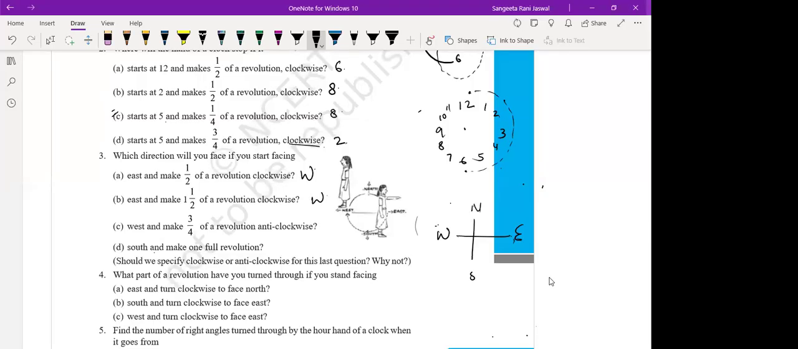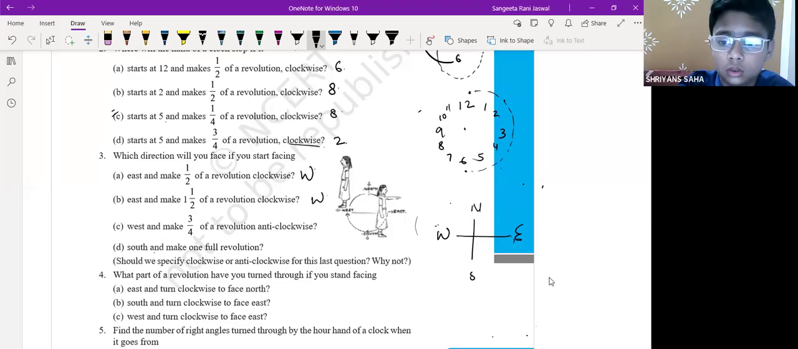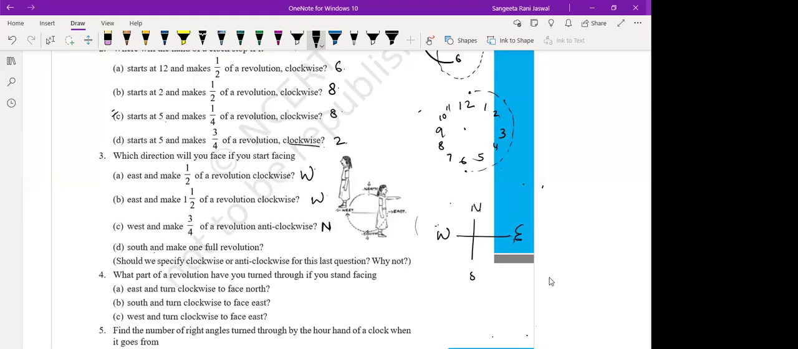Okay. Next is west and makes 3/4 of a revolution in anti-clockwise direction. Now you are facing towards the west and you move anti-clockwise. Anti-clockwise is opposite to the direction of the clock. 3/4 of a revolution. Where will you reach then? Ma'am, north. Okay, so anti-clockwise is this type of direction, this way. So making 3/4 of a revolution, you will end at north.